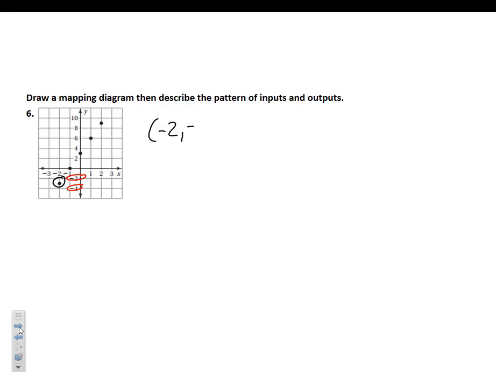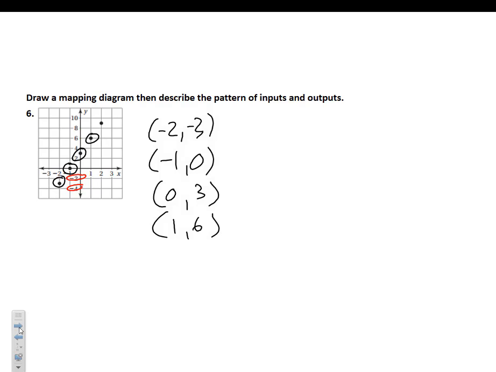So my first ordered pair is -2, -3. My second one is -1, 0. My third one is 0, 3. My fourth one is at 1, 6. And the last one is at 2, 9. Okay. So I can see there is no input number that has more than one output. So I know that this relation is a function. I didn't talk about that on the last one, but that's what we learned in the first video. There is no input that has more than one output, so we do have a function here.